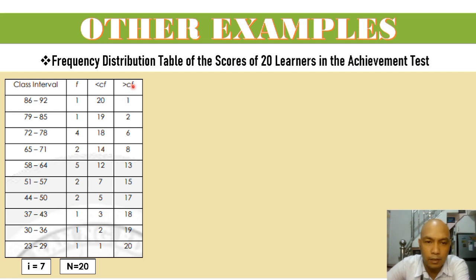As for the greater than cumulative frequency, starting from the highest frequency, you add the frequencies. This is 1, plus 1, 2, plus 2, plus 4, 6, plus 2, 8, plus 5, 13, plus 2, 15, plus 2, 17, plus 1, 18, plus 1, 19, plus 1, it becomes 20.